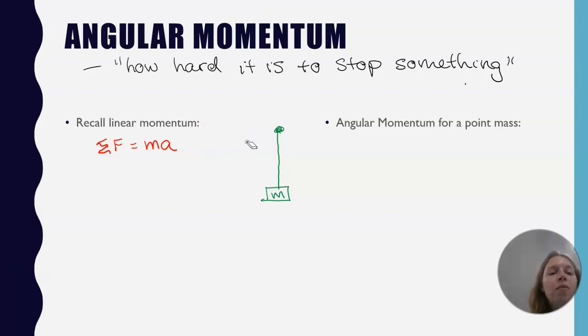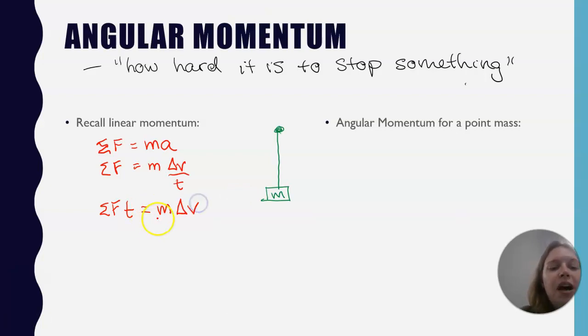So if we rewrite Newton's second law in terms of velocity or change in velocity, we can see that the net force that would act on a system for a period of time would cause that mass, a single mass, to change its velocity. And so we defined the mass times the change in velocity as the change in momentum, and that's often called the impulse, and that equals the force times the period of time that it acts.